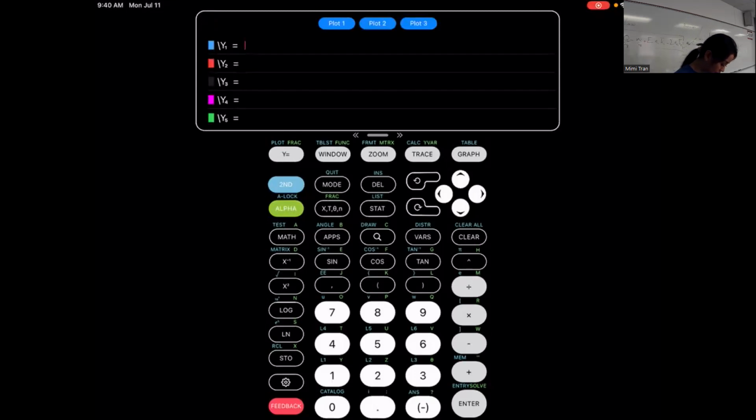So the x is the third one from the second column right here, the X, T, theta button, because the function's input is x when you press that button. So x, and then the cube.